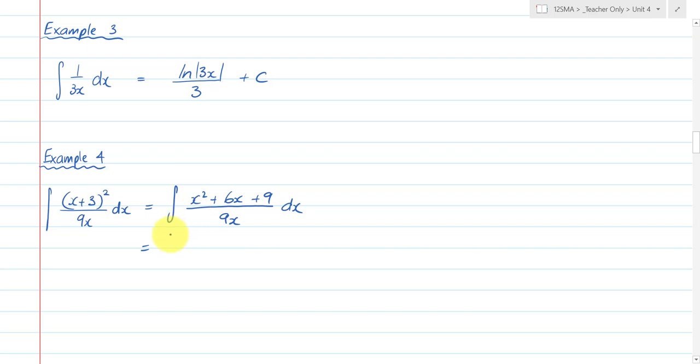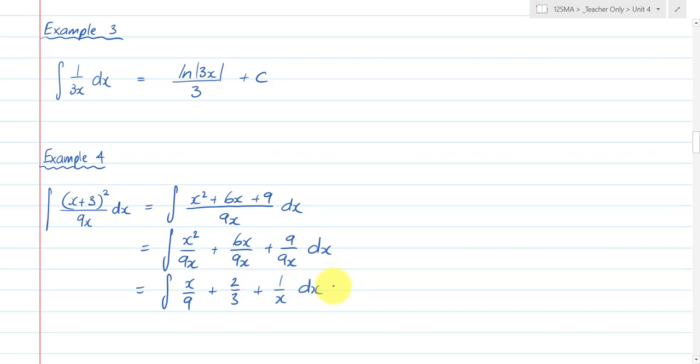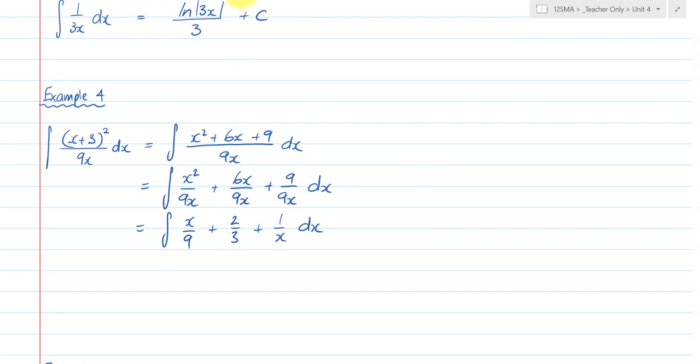And so now it's about realizing that when we integrate this, we can separate the terms. So we get x squared over 9x plus 6x over 9x plus 9 over 9x with respect to x. And that's equal to x over 9 plus 2/3, 6 over 9 is the same as 2/3, plus 1 over x dx.